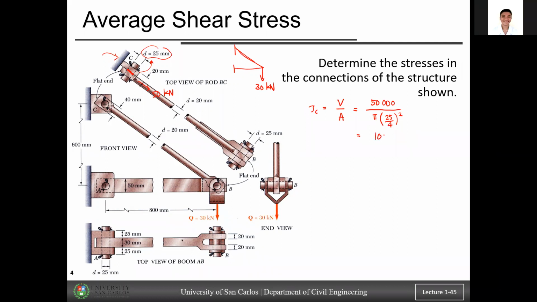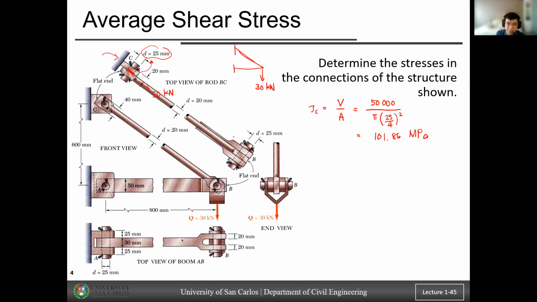101.86, sir. 101.86, 86 megapascal. Okay, so that's the answer for joint C. So this is the shearing stress that is experienced in this area. It looks like it will break, right? It looks like it will fail. So always try to imagine which portion will fail. Okay, that is the area you add to your formula.